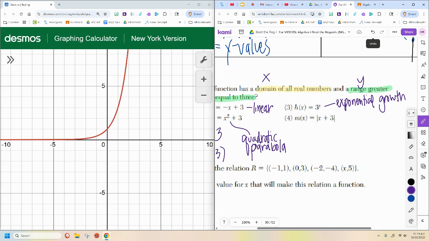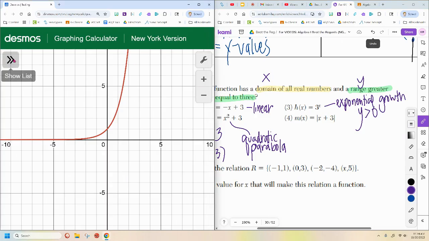So that does have a minimum. But do you see how it's riding the x-axis? Its y values are greater than 0. It actually can't ever be equal to 0. So that's kind of an interesting thing for that one.